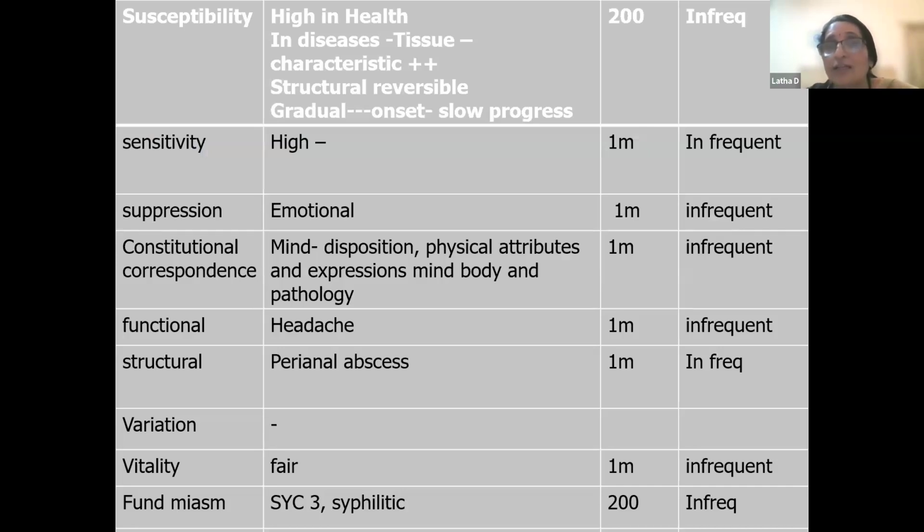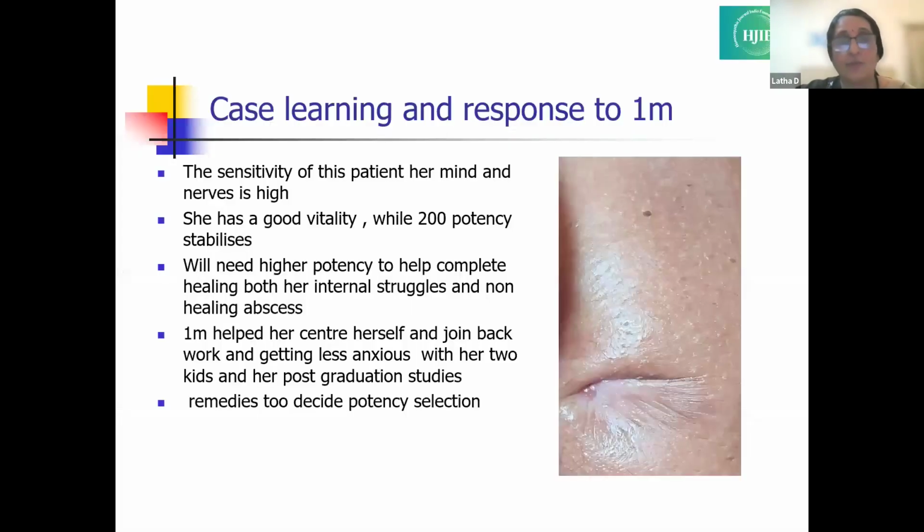Now, at the stage we are in, there are characteristics not more at the level of mind. There is suppression at the level of emotions, but there is a high correspondence to your remedy Silica at the level of predisposition, disposition, expression, and pathology. There is a functional headache symptom. There is a perianal abscess which is not healing. A vitality which is fair and up to now has responded to 200. Hence, we try the next potency, 1M, in infrequent doses.